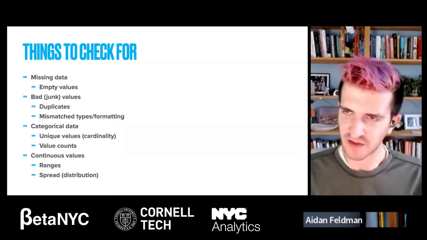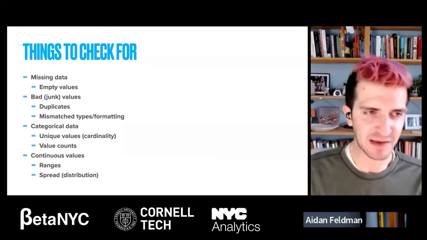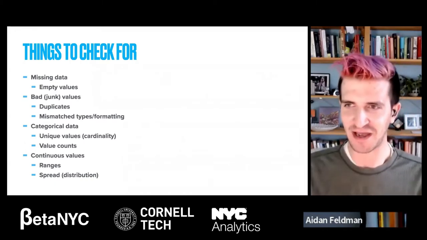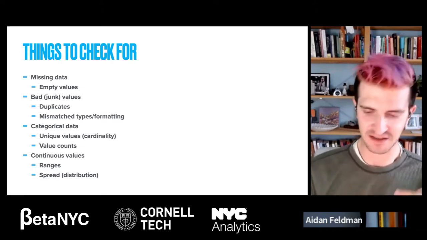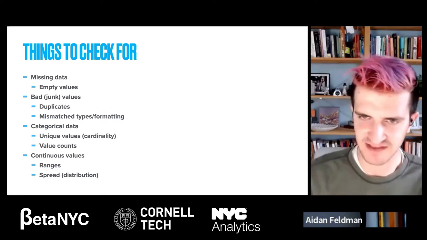I tried to come up with a helpful mnemonic here: empty, bad, unique, spread. Say it with me: empty, bad, unique, spread. This is the most important thing in this talk. It's a minimal summary of this list.